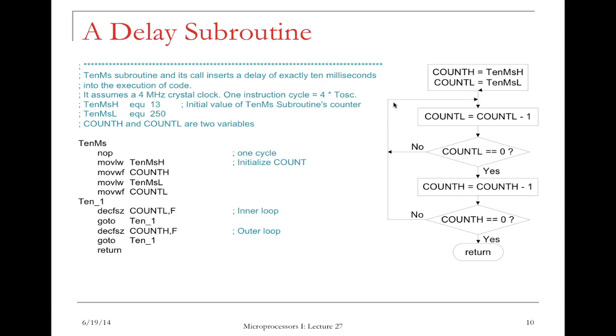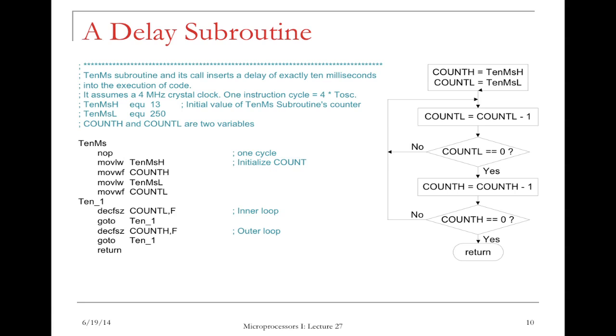The assumption is that the microcontroller runs at a 4 MHz crystal clock. As a result, one instruction cycle is about 4 of that cycle time. And this is a main assumption. This 4 MHz clock frequency is the main assumption here, because it determines what kind of initial values we need to put into the counter.